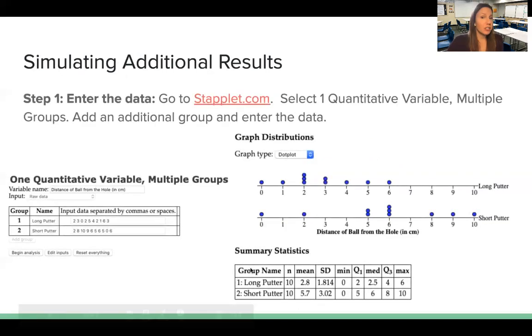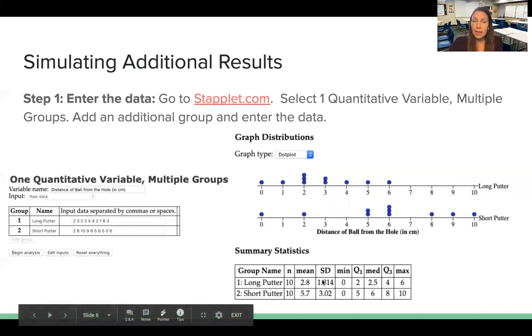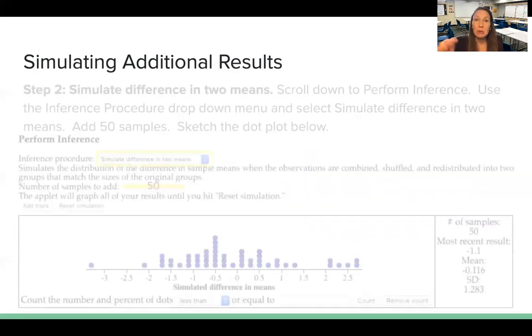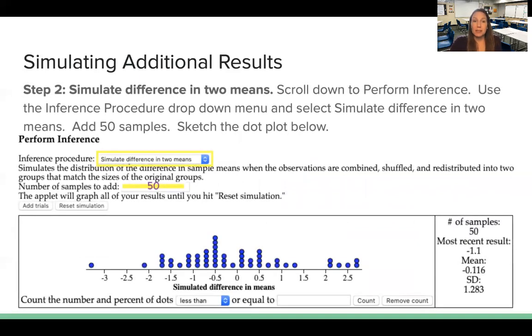To do that, we're going to go to Statlet and enter our data. This is quantitative data. There are two groups, the long putter group and the short putter group. We're going to scroll down on our screen to the bottom where it says to perform inference. So we are trying to simulate a difference in two means.